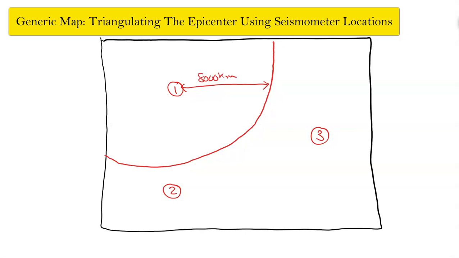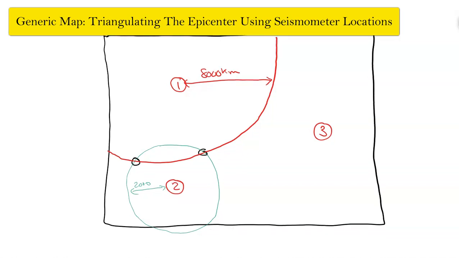So 2 was 2,000. If I draw a 2,000 circle, we have two possible locations, over here and over here. So two locations using two different sets of seismogram data. But we need one. So we add in this third location, which was 5,000, and what we get is this. So this is our 5,000.